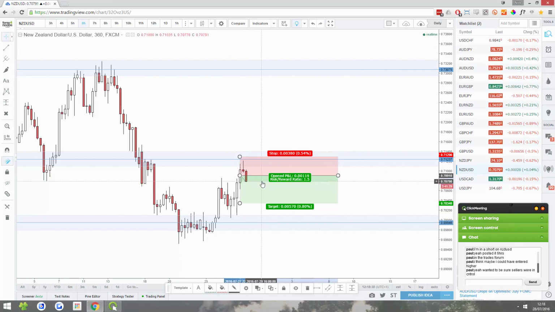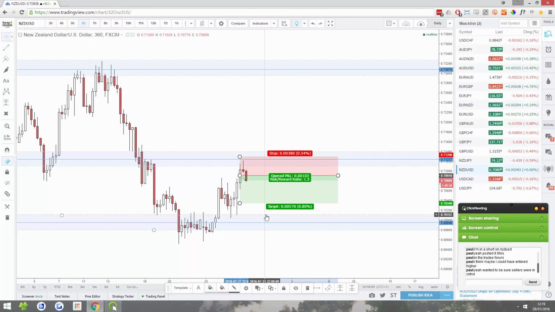I mean, it's not that bad an entry. It's just I probably would have got in a touch higher. You want it to be sure sellers were in control. It's not a bad thing at all. When you enter a trade, if it's a short trade, you want to make sure sellers take control of price. You need to make sure. But in making sure, sometimes your entry gets too far away, which means your stop loss is too big, which means your target is too far away.